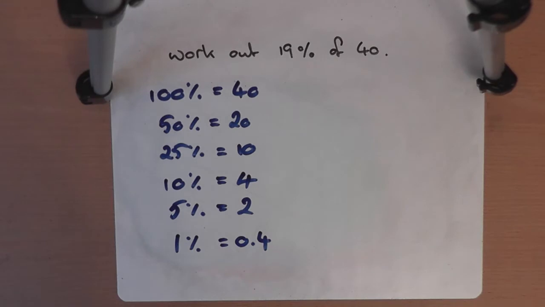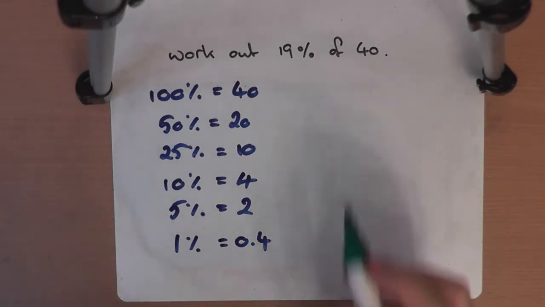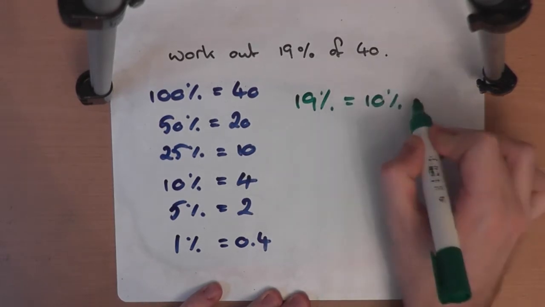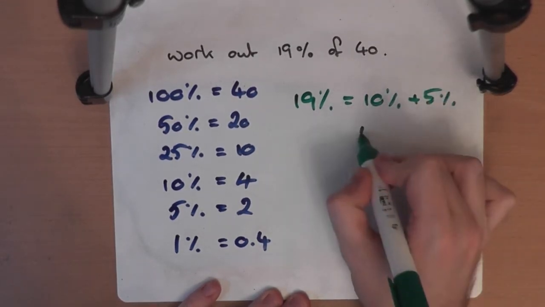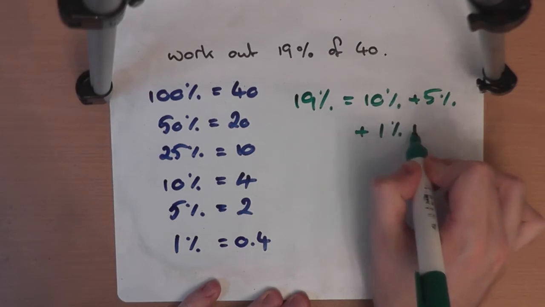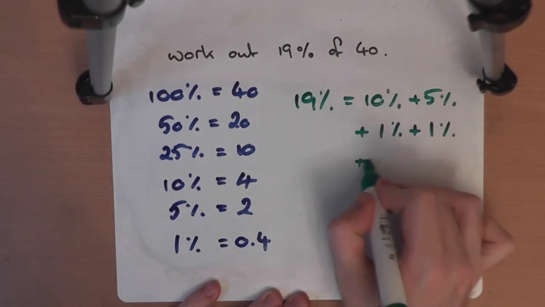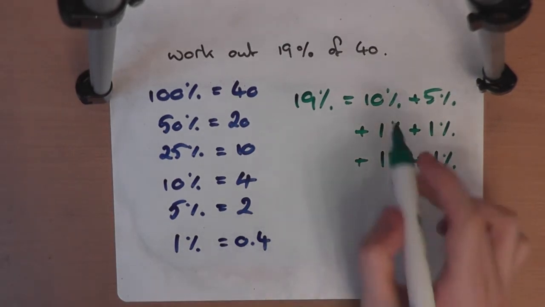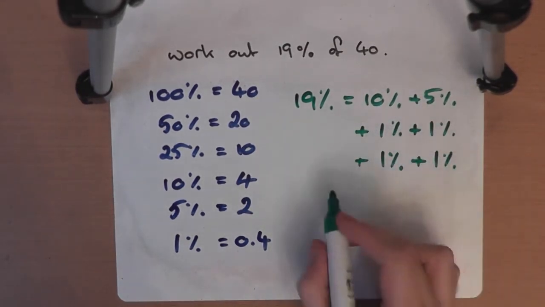So these are all of the answers that we got before. But we can then use these percentages together to find the 19%. How? Well, there's a couple of ways. We could, for example, say, well, what if we do 19% is a 10% plus a 5% plus 1, 2, 3, 4 1%. 10, 15, 16, 17, 18, 19.